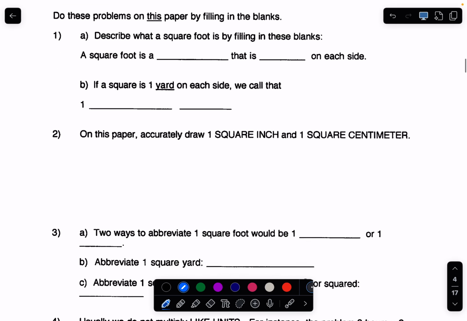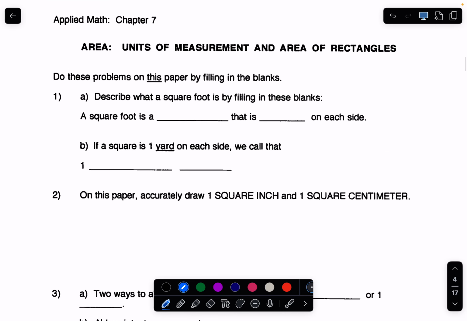Now, could you please go to the next page. And we're going to focus first on number 2. We're going to do 2 first, then we'll go back and do 1, okay? Let's talk about 2 because you need to use your ruler. On number 2, it says on this paper, accurately draw 1 square inch and 1 square centimeter. Now, I've been drawing a square inch up on the board. It's not completely accurate, but, you know. A square centimeter is going to be a lot smaller.